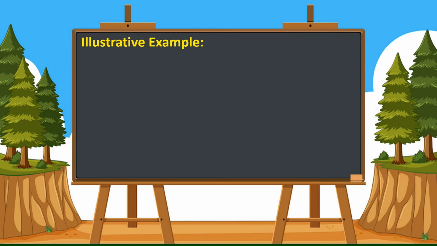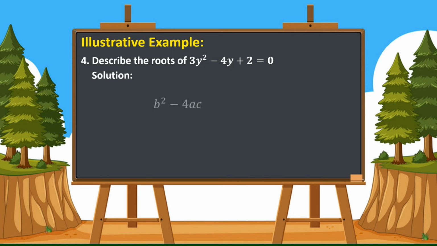And for our last example, we have here: describe the roots of 3y squared minus 4y plus 2 is equal to 0. Our discriminant is b squared minus 4ac. Then we are going to substitute the values of a, which is equal to 3, b, which is negative 4, and c, which is equal to 2, into the discriminant. So we have now negative 4 squared minus 4 times 3 times 2.